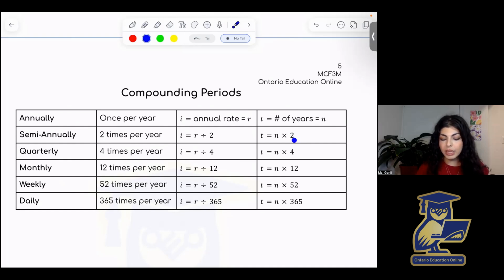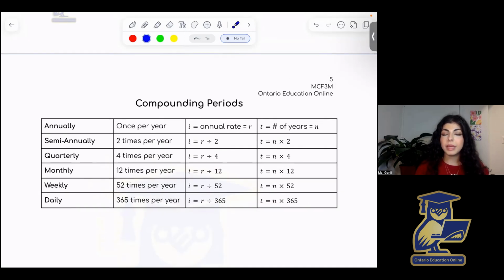So if you have 3 years semi-annually, then T is going to be 6. And N, which is also going to affect I, is going to be 2 because, correction, N is in this case the number of years. So if it's 3 years semi-annually, then this would be 3 times 2, 6. So your exponent will be 6. Or if it's daily over 3 years, you would do 3 times 365, and that will be your exponent value there.